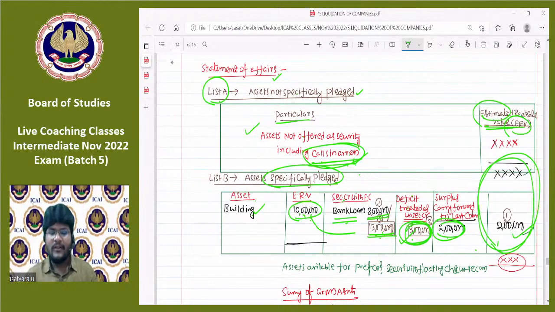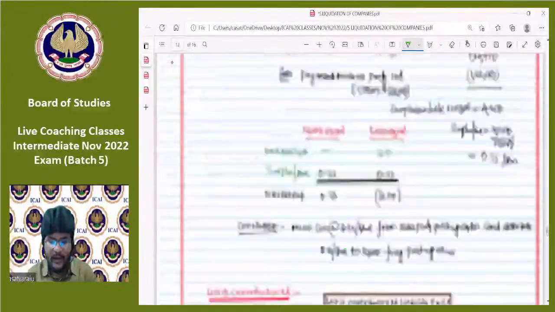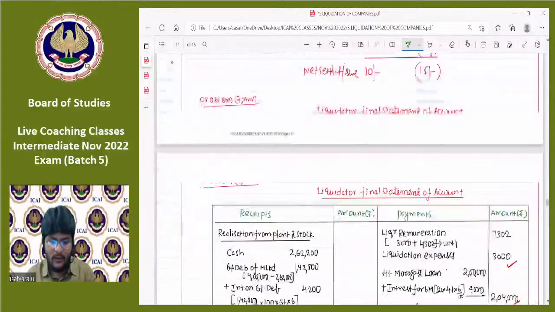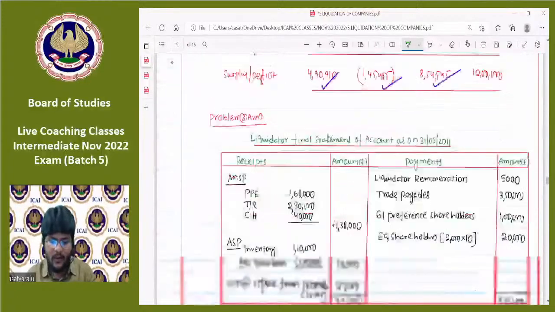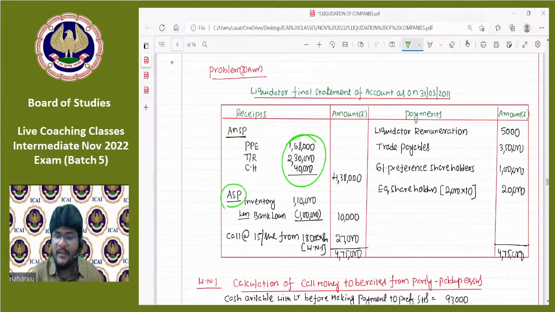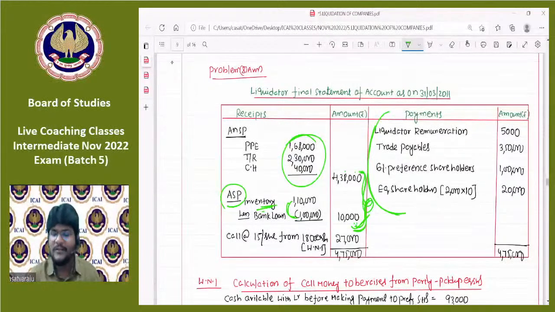The same thing we actually mentioned in the liquidator final statement. If you observe, please concentrate here. This is the liquidator final statement format. What we made, assets not specifically pledged, we clubbed together. Whenever an asset specifically pledged is there, we compare that particular asset with the loan against that asset. The surplus we carry forward to the last column.